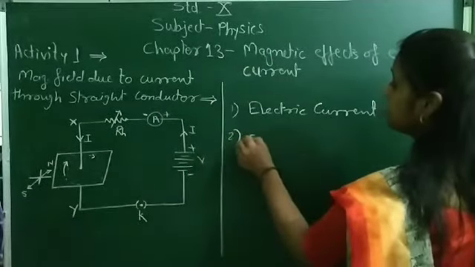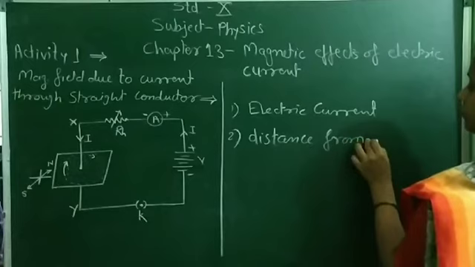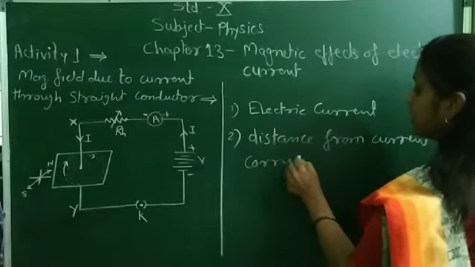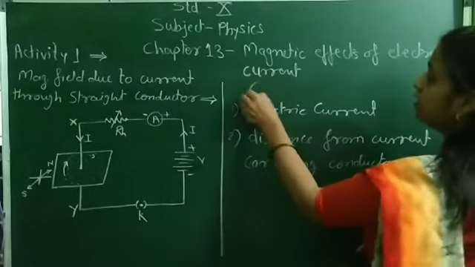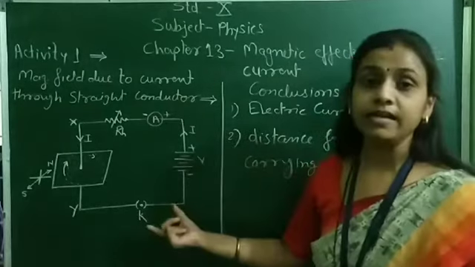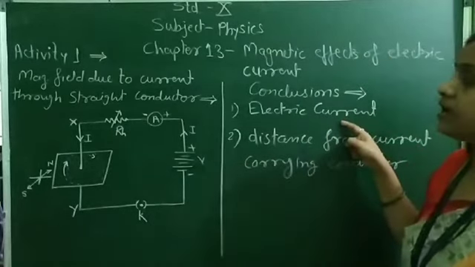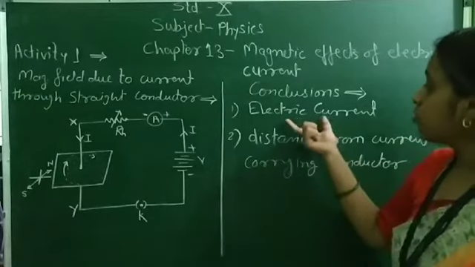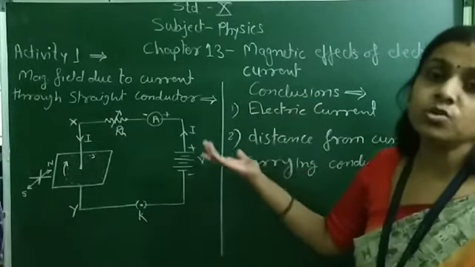So the second is distance from current carrying conductor. So we have two conclusions from this activity. The magnetic field depends upon the electric current flowing through the conductor and the distance from the current carrying conductor. As we increase the electric current flowing through a conductor, the magnetic field also increases.